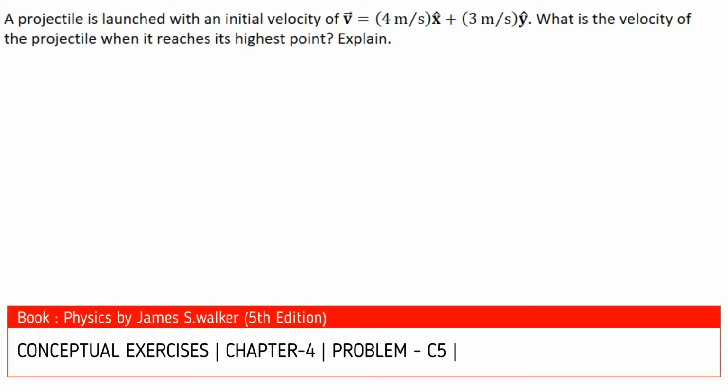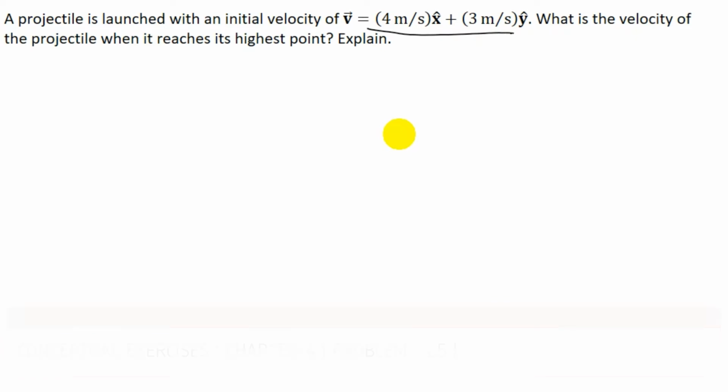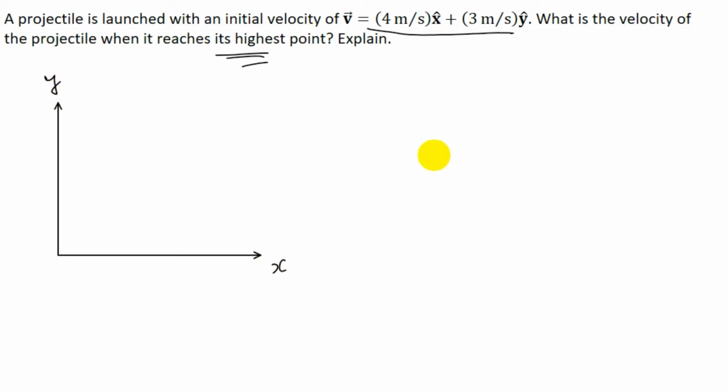In this question it is given that a projectile is launched with an initial velocity of this value, and we have to find the velocity of the projectile when it reaches its highest point. Now let me first draw the coordinate system. This is positive x, positive y. We studied that the trajectory of projectile motion is parabolic, so the trajectory for this projectile will look something like that, with the highest point of the trajectory.